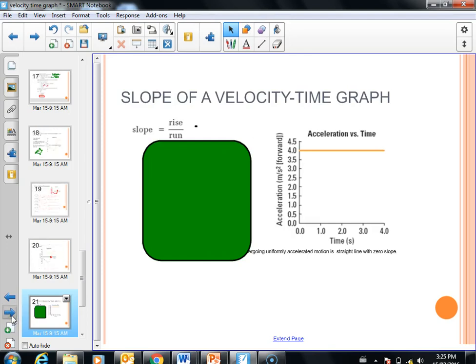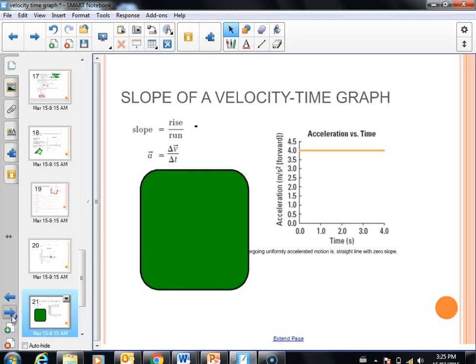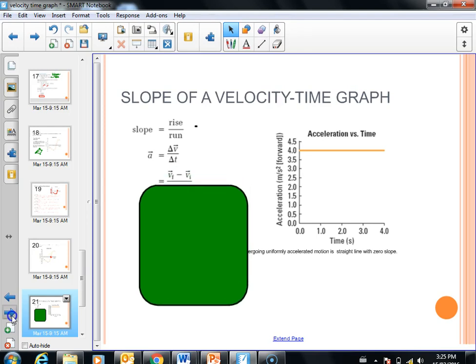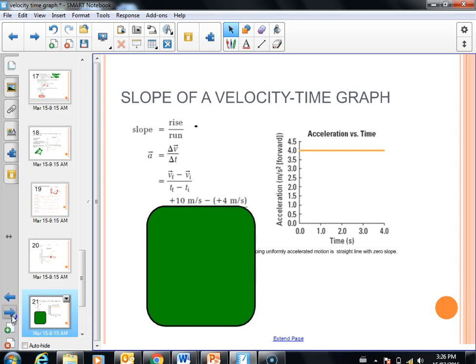Slope of a velocity time graph. We've done this before already, right? Rise over run. Look at this fancy thing I did. I learned how to do this. So we have the rise, which is the change in velocity, and the run, which is the change in time. We make it look fancy like that, so we seem really smart. Then we take the numbers.